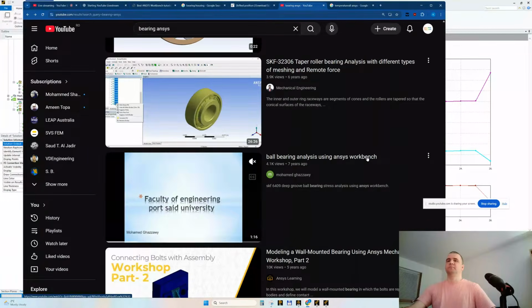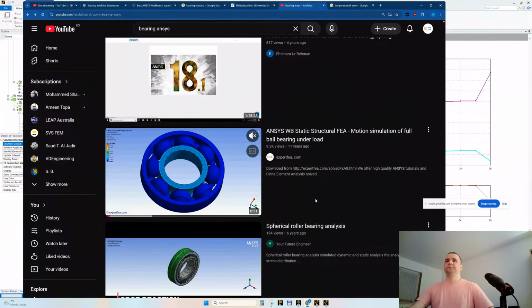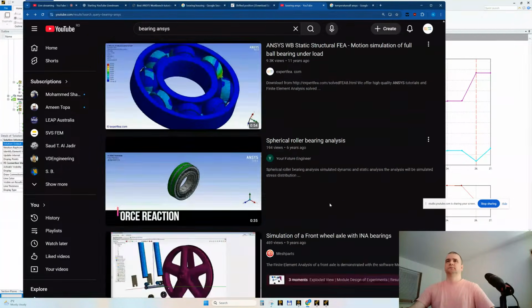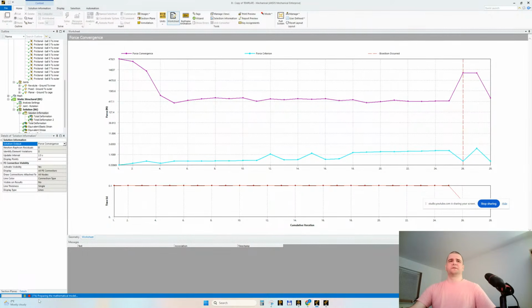Nevertheless, this simulation looks very nice, and it was very hard to do. It's very complex, as you can see in the present stream. Spherical roller bearing. Come on. What is this?